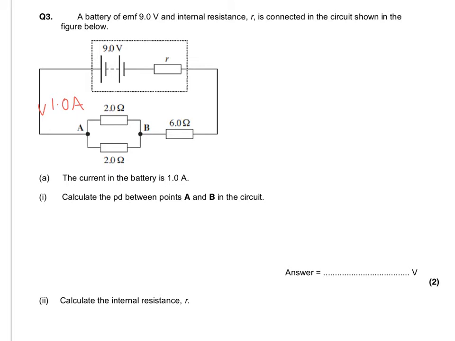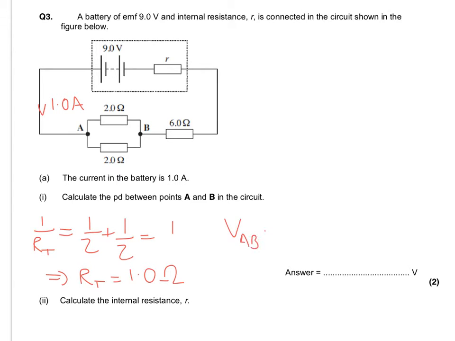So if we want to calculate potential difference, we need to first know what the resistance between A and B is. So 1 over the total resistance is going to be 1 over 2 plus 1 over 2, which is equal to 1, which means that the total resistance is going to be 1.0 ohms. Now, V between those points is going to be the current between those points multiplied by the resistance, which is 1 times 1, so that's going to be 1.0 volts between them, giving us an appropriate number of significant figures.